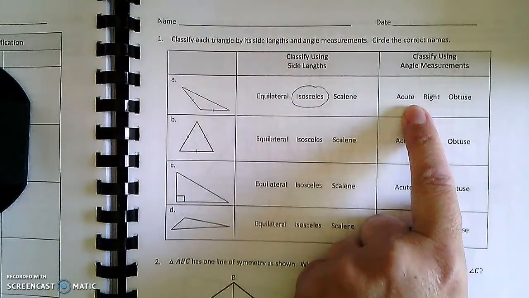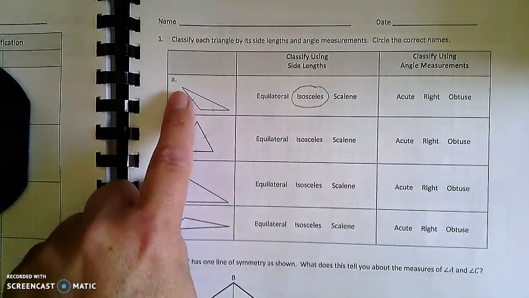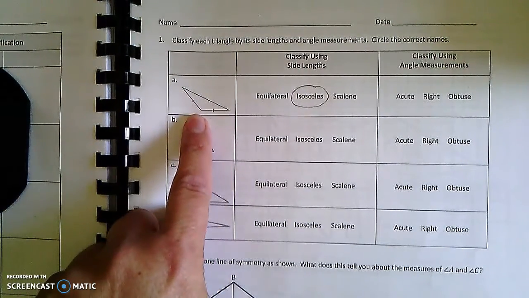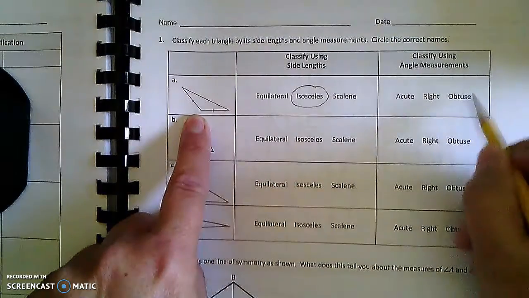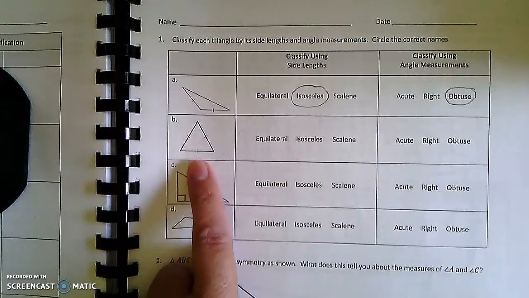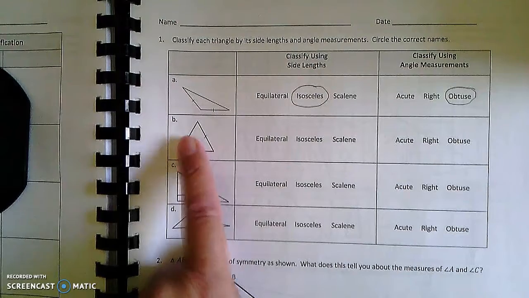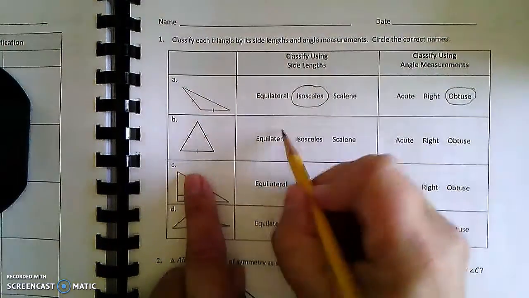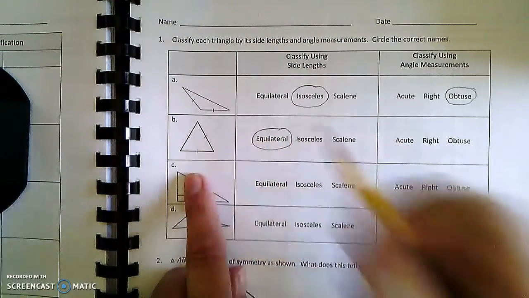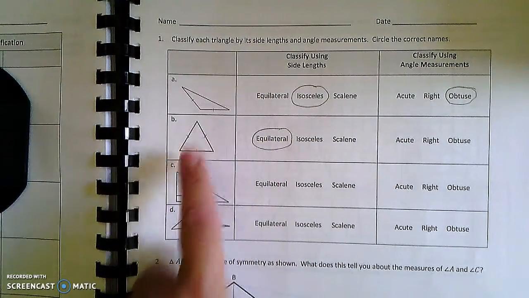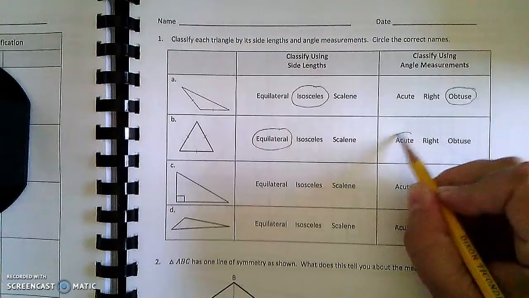Now, what about the angle measurements? If I look at this triangle, I see 2 acute and 1 obtuse. So that makes this an obtuse triangle. Take a look at B. Here I have 3 tick marks or equal marks. Each of these sides is equal, making this an equilateral triangle. And if I look at those angles, I see 3 acute angles.